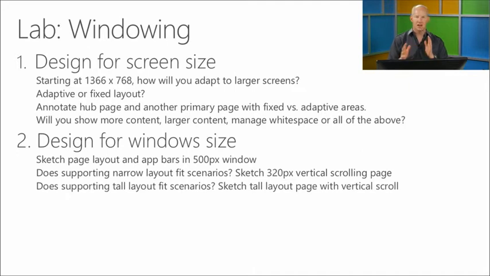And then from there, take another couple of key sizes and think about designing for window size. What am I going to do at 500 pixels and up? What am I going to do 500 pixels below? And I'm going to support that 320 pixel layout. Do I want to do a specific narrow layout? Do I want to do that tall layout? And just sketch each one of those to make sure that you understand the things that you're going to need to think about within your application.